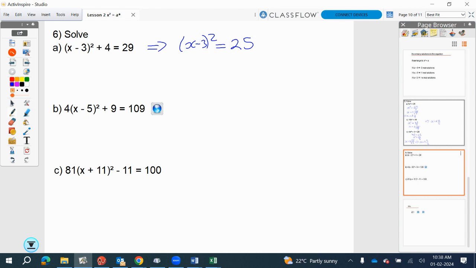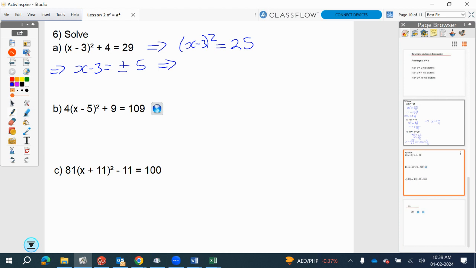So this is the characteristic equation x squared equals a, except our x this time is the expression x minus 3. It's an expression. But we still use the same process. Let's take square roots of both sides. We get x minus 3 is equal to plus minus what? 5.